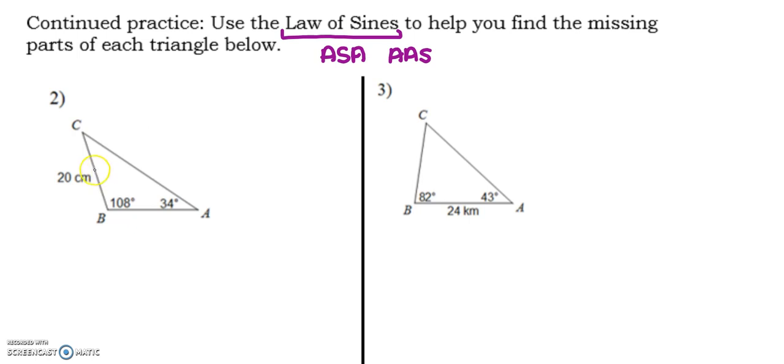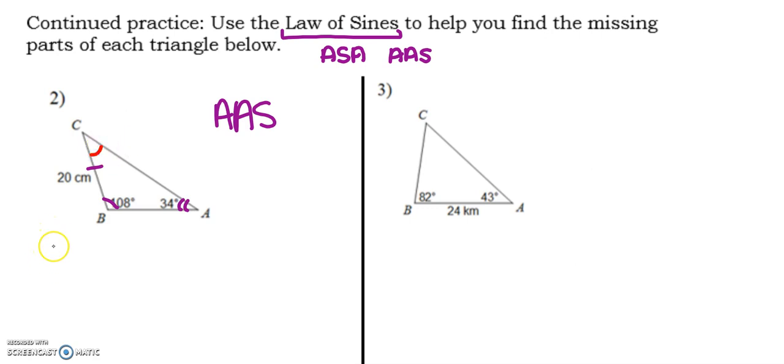So to start with this one, I was given a side, I was given this angle, and I was given this other angle. So I've got an angle, a side sandwiched in between, and another angle. So angle, side, angle, which means I can use the law of sines. First thing you want to do is find your last angle.